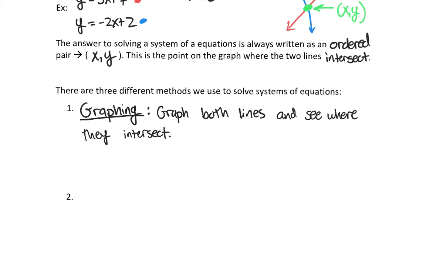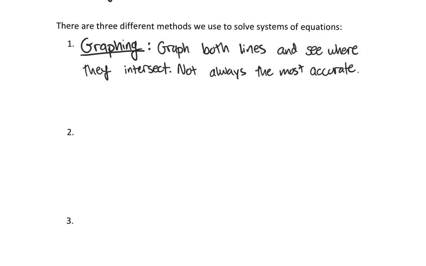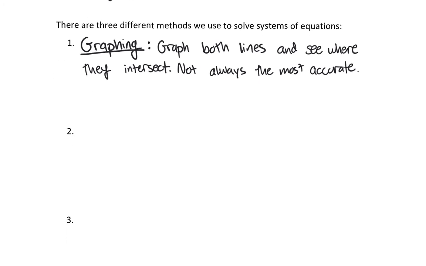One caveat I need to make is that this is not always the most accurate, because you're estimating on the graph where the lines are going to intersect or cross. And if you're not super precise, you might be off. So we're not going to do tons of graphing to see where two equations intersect. What we will do is something like substitution. That's the second method that we will use, and this involves algebra.